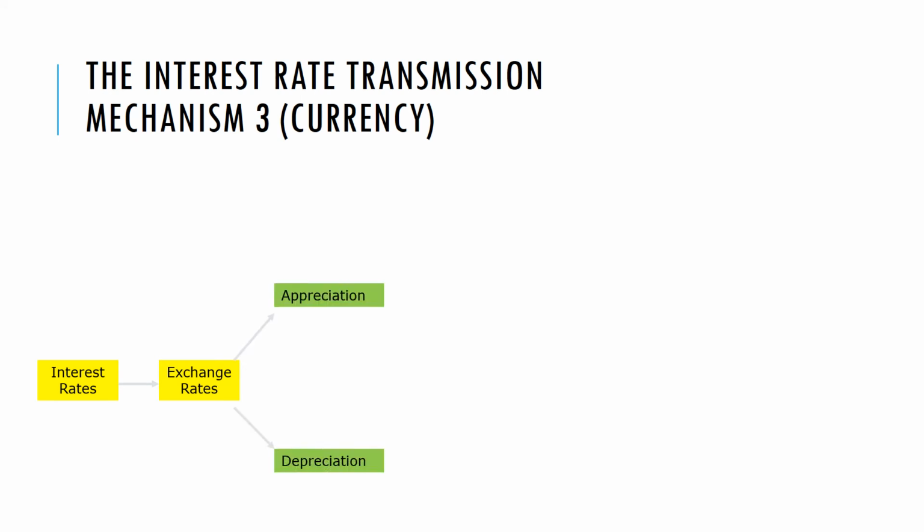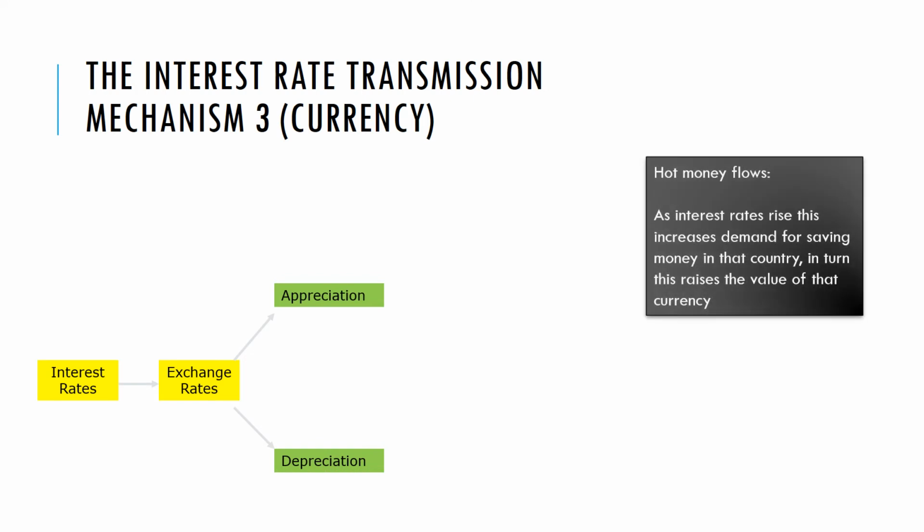A final way in which we can talk about the relationship between interest rates and aggregate demand is through changes in the currency. So, interest rates can have an impact on exchange rates, and they can cause them to either appreciate or depreciate. And the theory behind this is known as hot money flows. The theory goes like this. If interest rates, let's say in the UK, rise and were higher than elsewhere, then people would want to put their money into savings accounts in the UK to benefit from that high rate of interest.